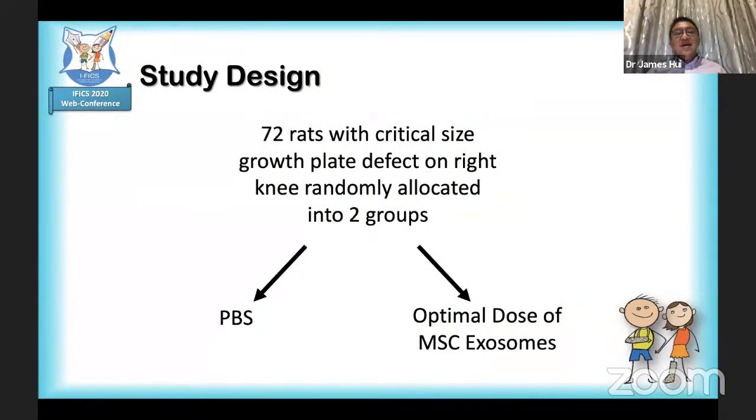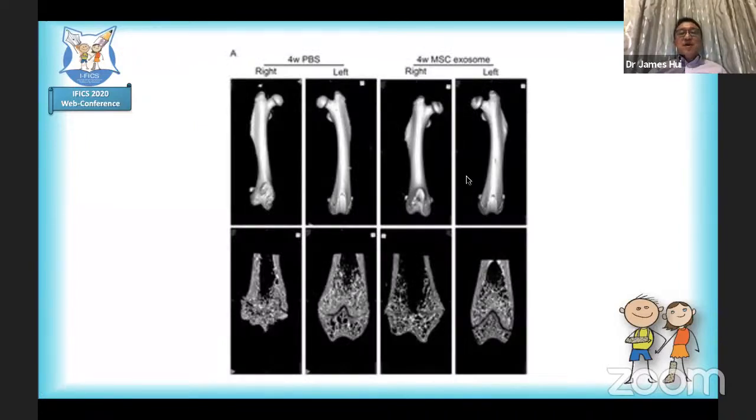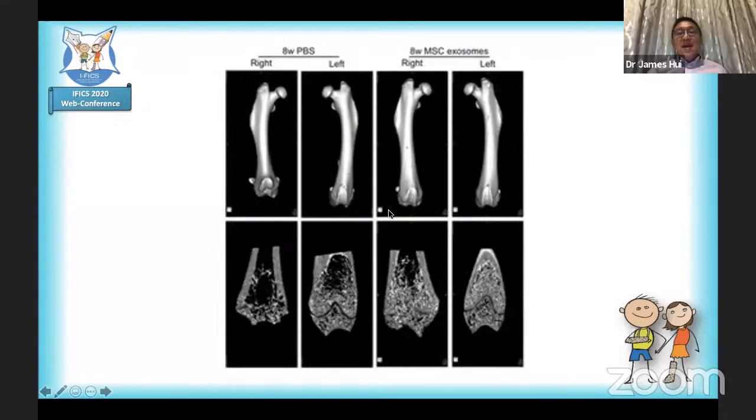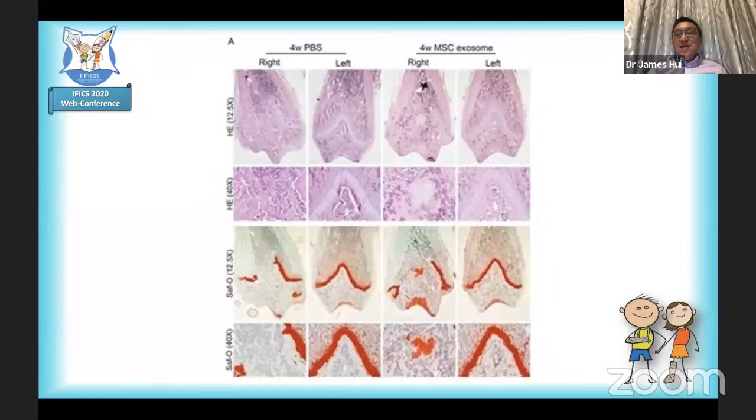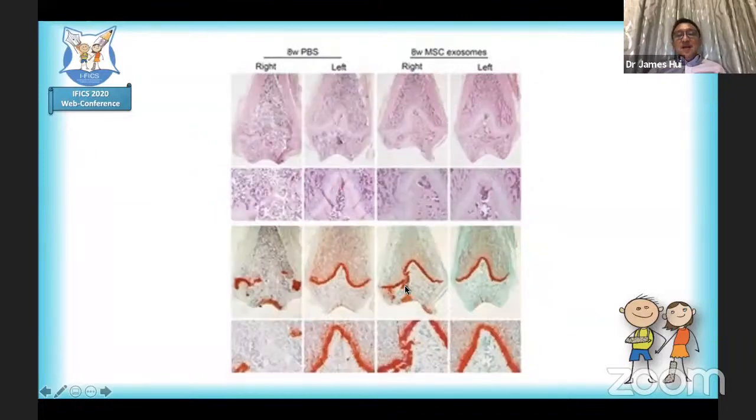So the study design here was 72 rats, and we divided them into two main groups, one group on PBS and one group on MSC exosome. You can see at 4 weeks, of course, the leg length discrepancy is quite prominent, but at 8 weeks, MSC exosome starts to have some kind of regeneration and improvement in the leg length discrepancy. And you can see histology: at 4 weeks, there's really minimal regeneration of the physeal cartilage. But at 8 weeks, you can see more and more regeneration at the growth plate.